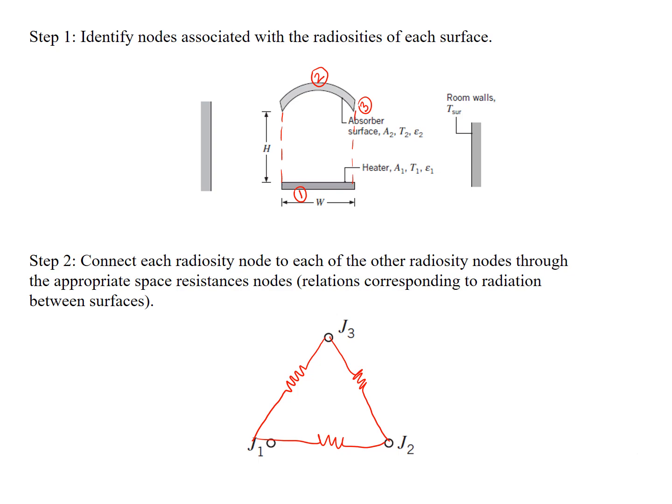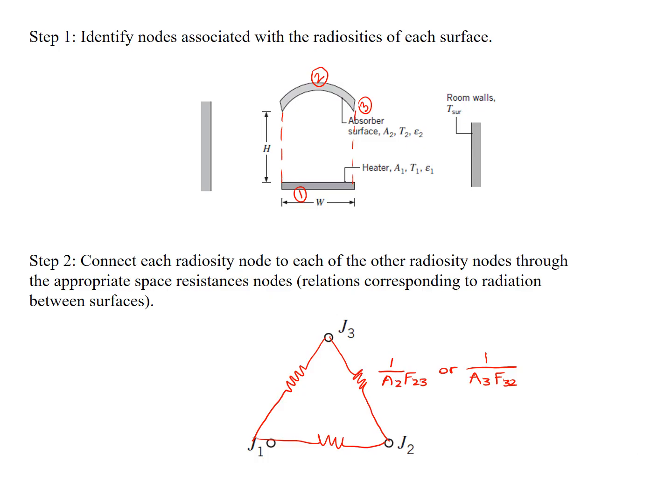So I'm going to say that J1, J2, and J3 are connected, and I have some resistances that depend on the geometry of the surface and the way that these view one another. The one between J2 and J3 has the view factor between 2 and 3, so it's going to be 1 over A2 F23, or this resistance could be 1 over A3 F32. They should be the same based on one of the rules that we reviewed for the view factors.